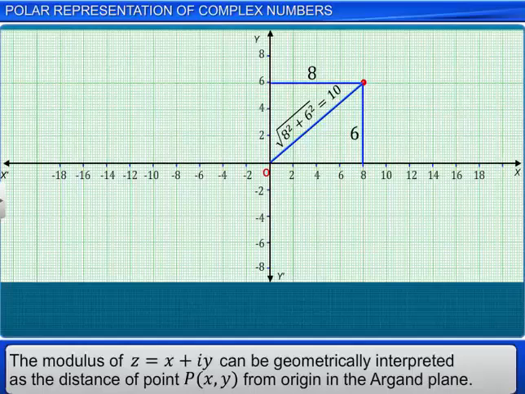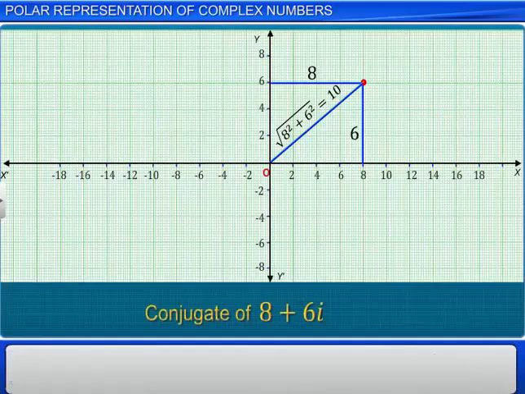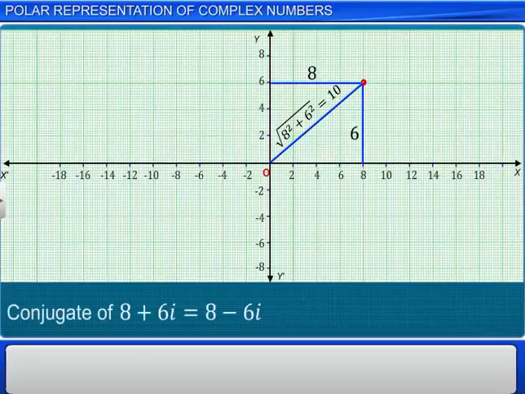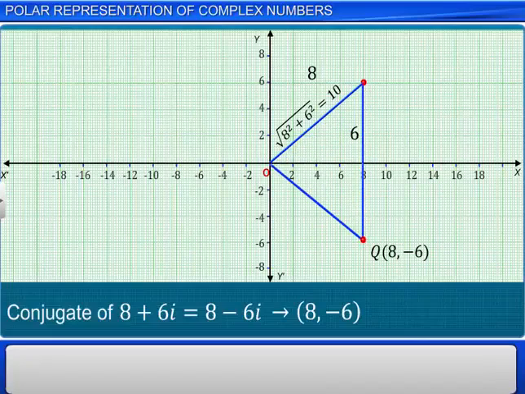Let's represent the conjugate of complex number 8 plus 6i. The conjugate of the complex number is 8 minus 6i. This complex number corresponds to the ordered pair (8, minus 6). Point Q(8, minus 6) in the Argand plane represents the conjugate of the given complex number. Here, it is observed that point Q is the mirror image of point P.